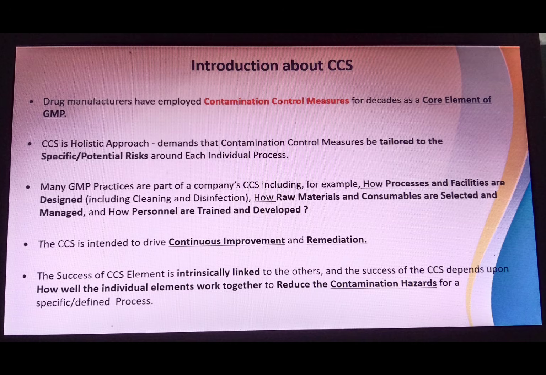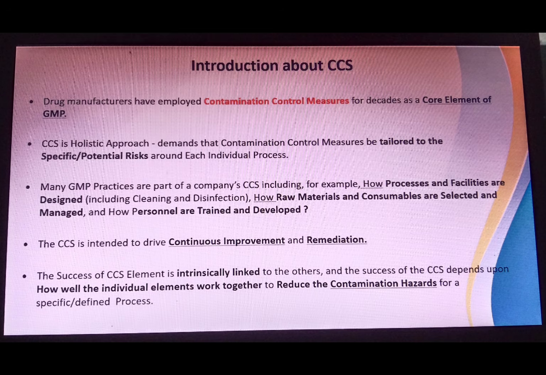The success of CCS elements is that we need to understand how well our individual elements work together, and thus we reduce the contamination hazard for a specific and defined process. CCS is basically a multitude of GMP documents. We have numerous operational procedures and programs. We have covered the risk assessment, validation program, technical documents. Our CCS creates umbrella documents that bring the relevant information together, so it can be understood and evaluated holistically.